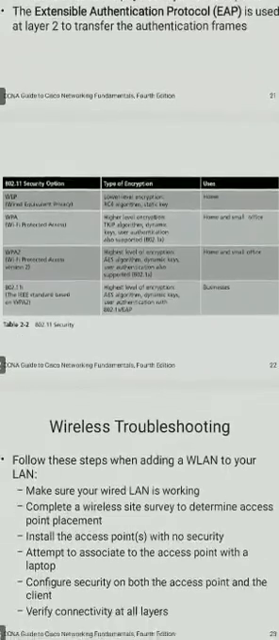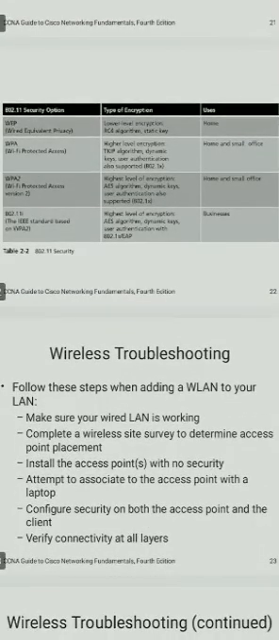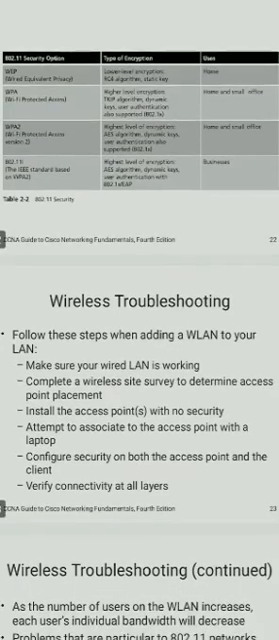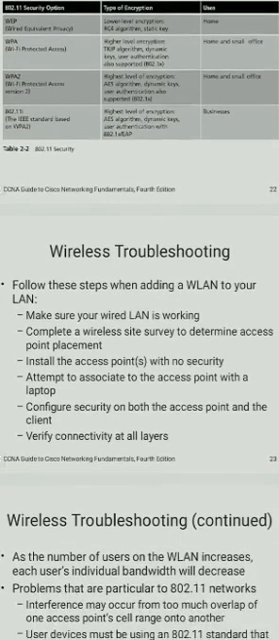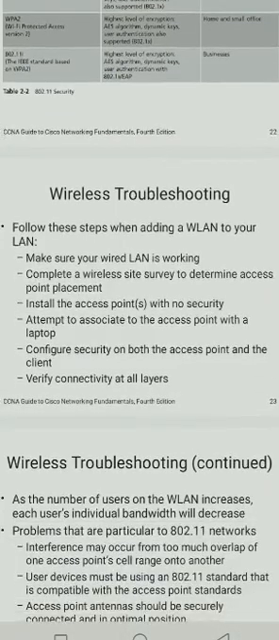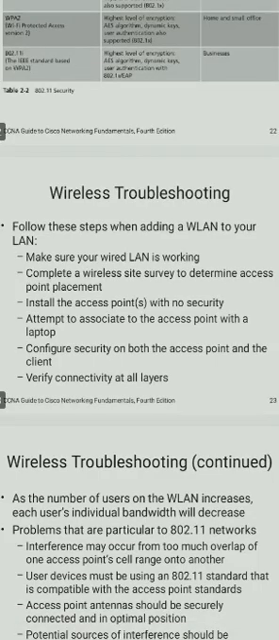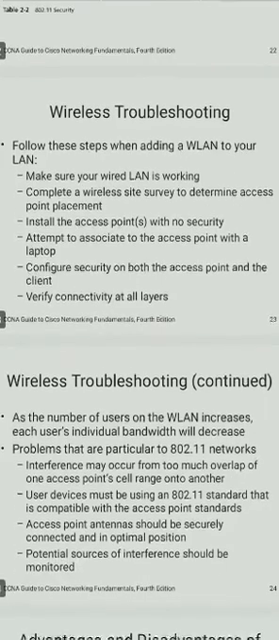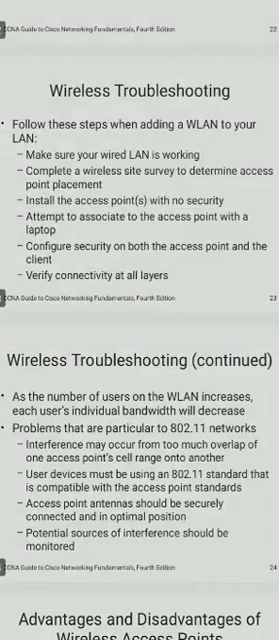For wireless troubleshooting, follow the steps when adding a WLAN to your LAN. Make sure your wired LAN is working. Complete a wireless site survey to determine access point placement. Install the access point with no security. Attempt to associate to the access point with a laptop. Configure security on both the access point and the client. Last is to verify connectivity on all layers.